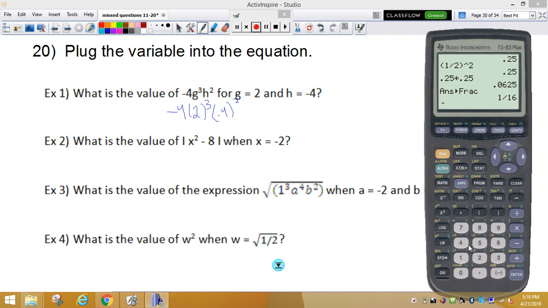Let's type it in. So negative 4, parentheses, 2 to the 3rd. And then another negative 4 in parentheses to the 2nd. And you should get negative 512 for number 20. Negative 512.